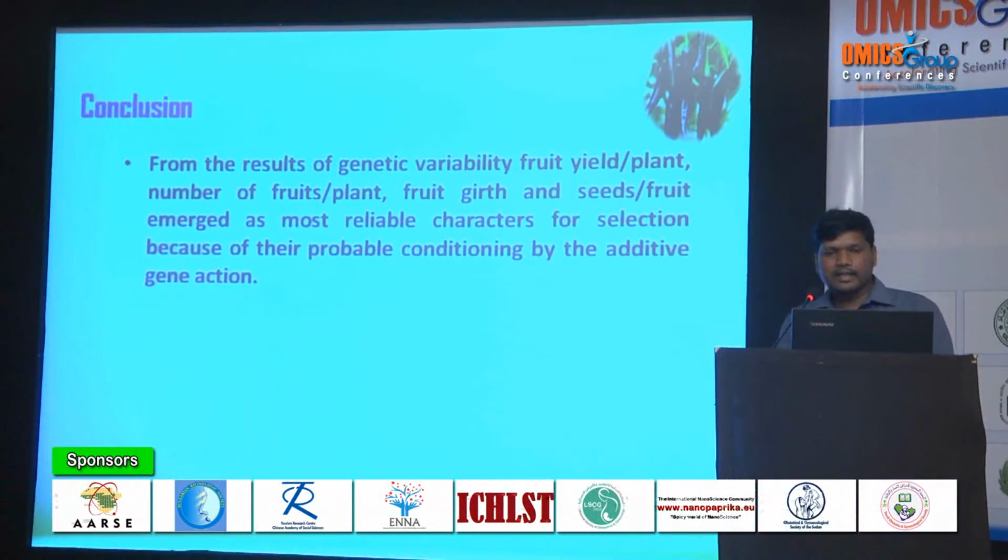Conclusion: from the results of genetic variability, fruit yield per plant, number of fruits per plant, fruit girth, and seeds per fruit emerged as the most reliable characters for selection because of their probable conditioning by additive gene action.